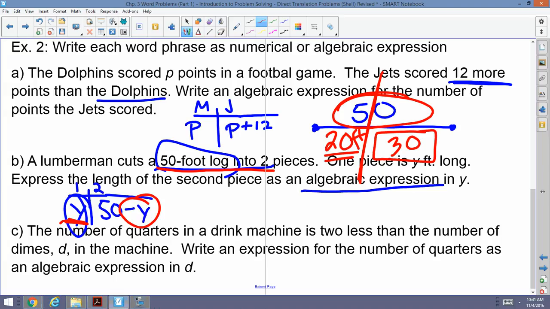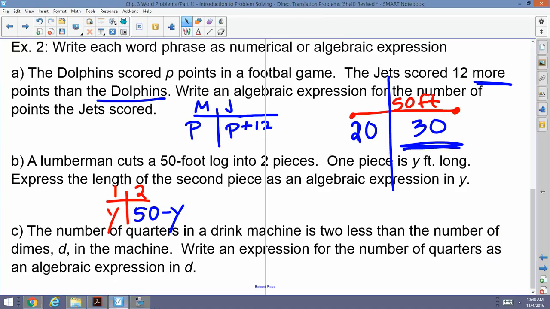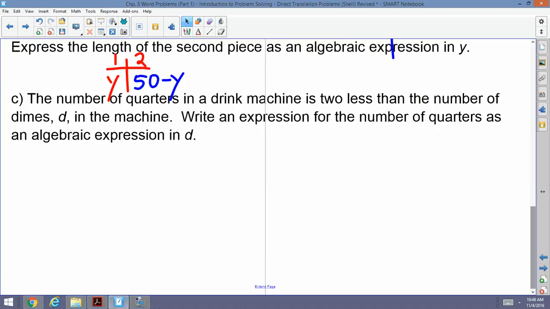Okay, give me 1 second. Okay, guys, thank you for that. Excellent questions. Okay, now, next. The number of quarters in a drink machine, this is where it starts getting good, is 2 less than the number of dimes D in the machine. Write an expression for the number of quarters as an algebraic expression in D. Did I confuse you there? No, you got this one? What is it?